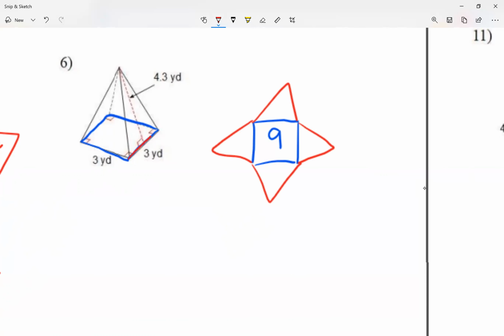For one of my triangles, I'm going to go 3 times 4.3. I'm looking at my 90-degree angle. It's made by 3 and 4.3. So I'm going to go 3 times 4.3 divided by 2. Remember, for triangles, we divide by 2. And I'm going to say this one triangle is 6.45. Interesting is that all the sides are equal, so all my triangles are 6.45.